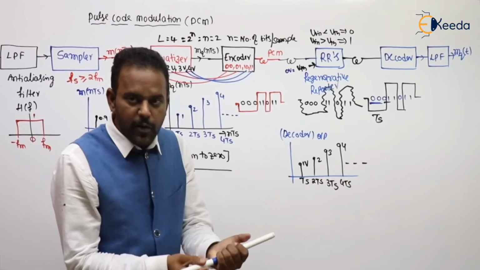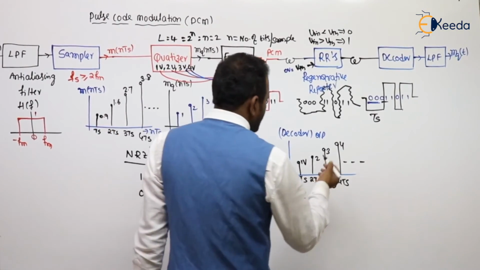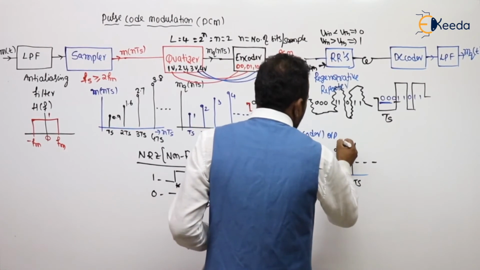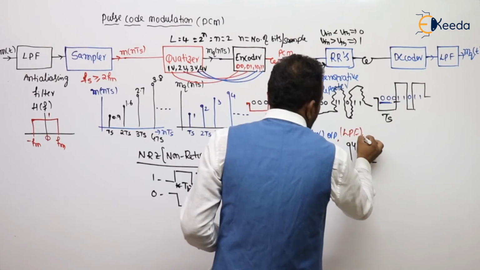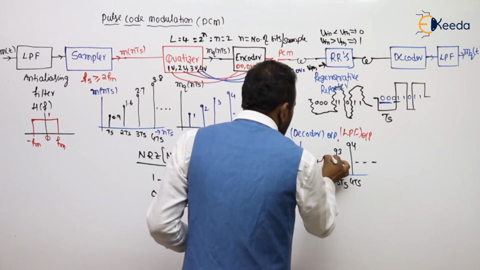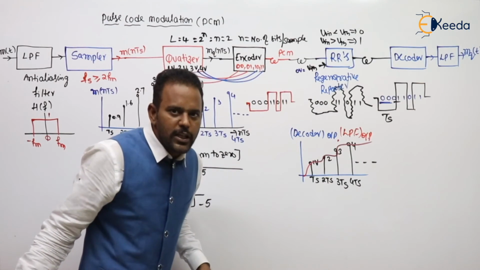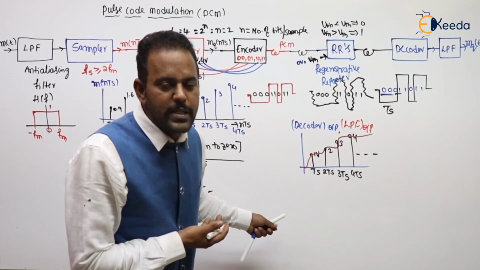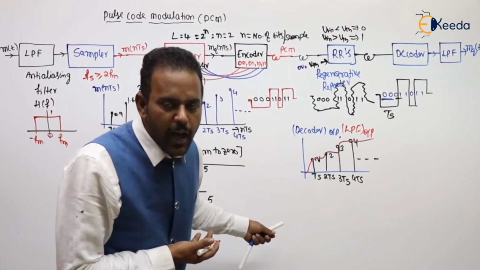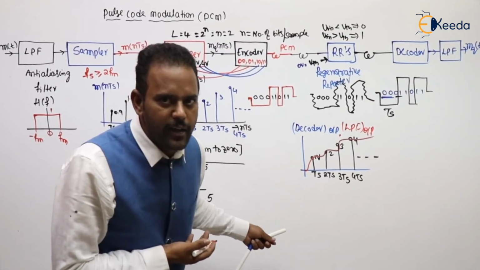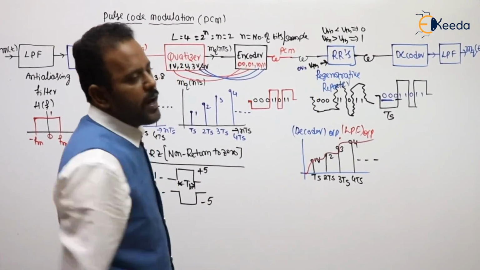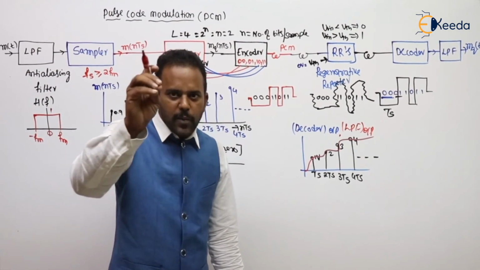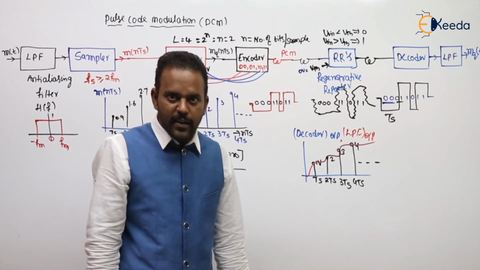So what will the low pass filter do, sir? I am writing the low pass filter output in red color in the same block. The low pass filter will charge all the samples, which means it will reconstruct the original message signal back. Do you understand my logic or not? This is the overall operation of pulse code modulation. So here the point you need to understand, sir.